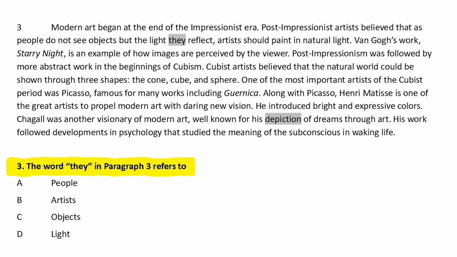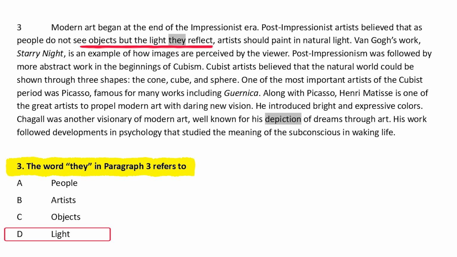The word "they" in paragraph 3 refers to A. People, B. Artists, C. Objects, D. Light. First, let's get the context. The paragraph is discussing the transition from Impressionism to Post-Impressionism and then into Cubism. It explains how artists began thinking differently about how we see the world. In particular, Post-Impressionists believed that we don't actually see objects directly. Instead, we see the light that those objects reflect.